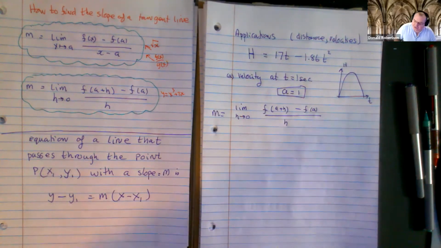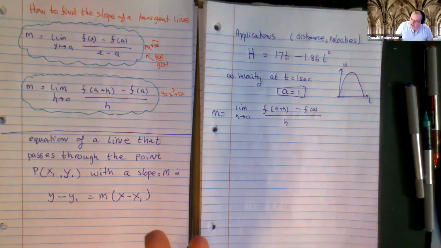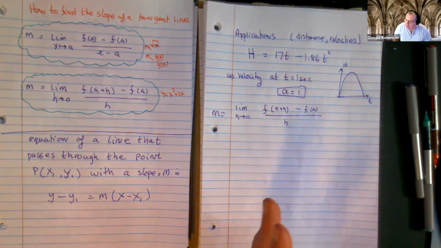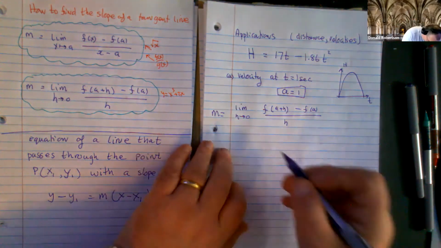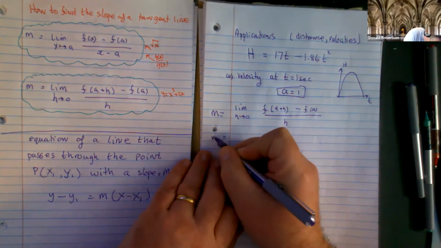But the slope of the tangent line is the velocity, because slope is rise over run, which is the difference in distance divided by the difference in time. And velocity is the rate of change of position with time, right? So there is a direct connection between the slope of a tangent line and the velocity. They're the same number, they're the same thing. So this one's going to be the velocity.